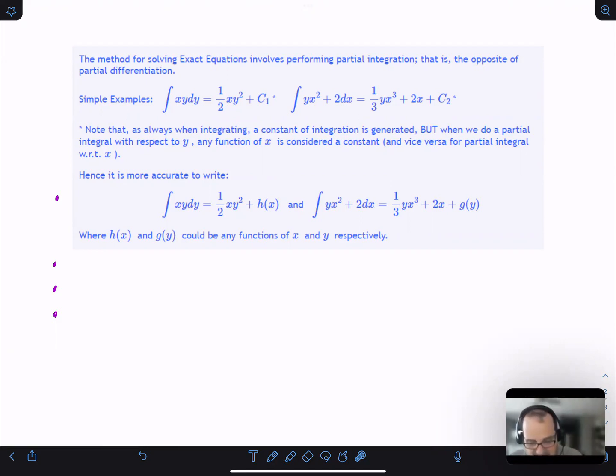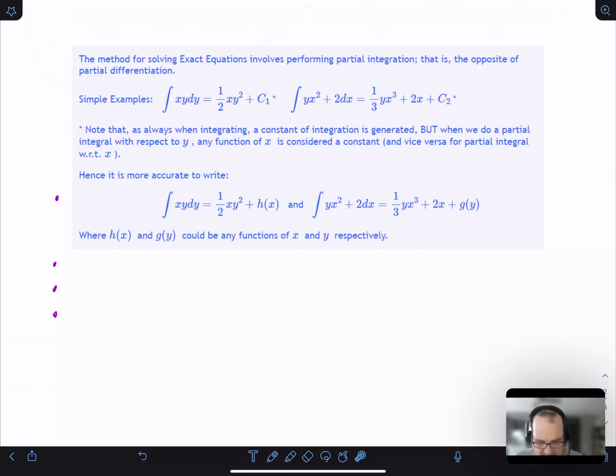Here's another little example. What is the antiderivative, the integral of y times x squared plus 2, dx this time? So now we're integrating with respect to x. So again, the y is just a constant here, so just let it sit in front. What happens when you integrate x squared? You get a 1/3 x cubed. So overall, that first term becomes a 1/3 y x cubed. When you integrate 2, it would just be a 2x. And once again, in general, there is a constant generated.